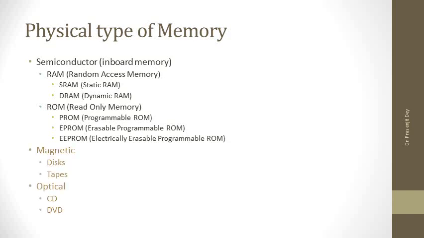Similarly, magnetic memory is of two types, magnetic disk and magnetic tapes, and optical memory is of type CD or DVD. Now here you can see the memory made of magnetic or optical parts are precisely auxiliary memory. As we discussed, RAM is of two types, static RAM and dynamic RAM.